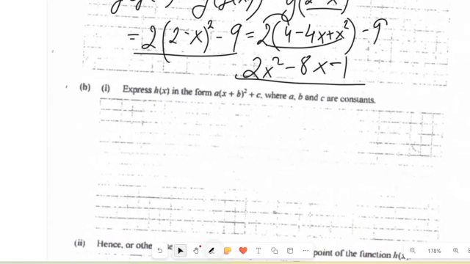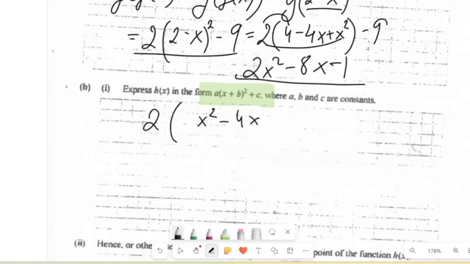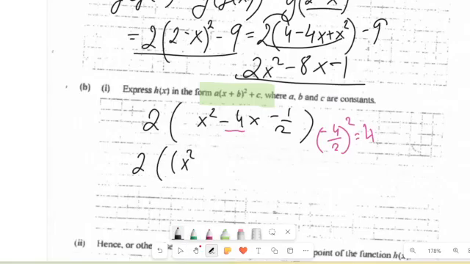And then the next one, they want me again to express it in vertex form. So to get the vertex form, I need to complete the square, but first of all, I need to factorize the 2 to get x squared minus 4x minus a half, and then we half it and square it. So that will give me 4. Okay, so now I get 2 bracket x squared minus 4x, again add 4 minus 4 and minus a half.